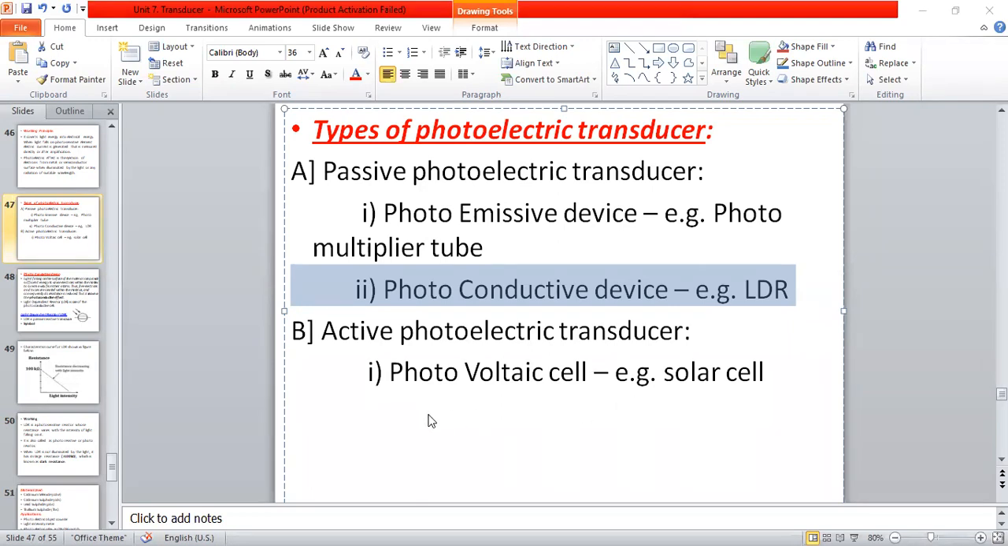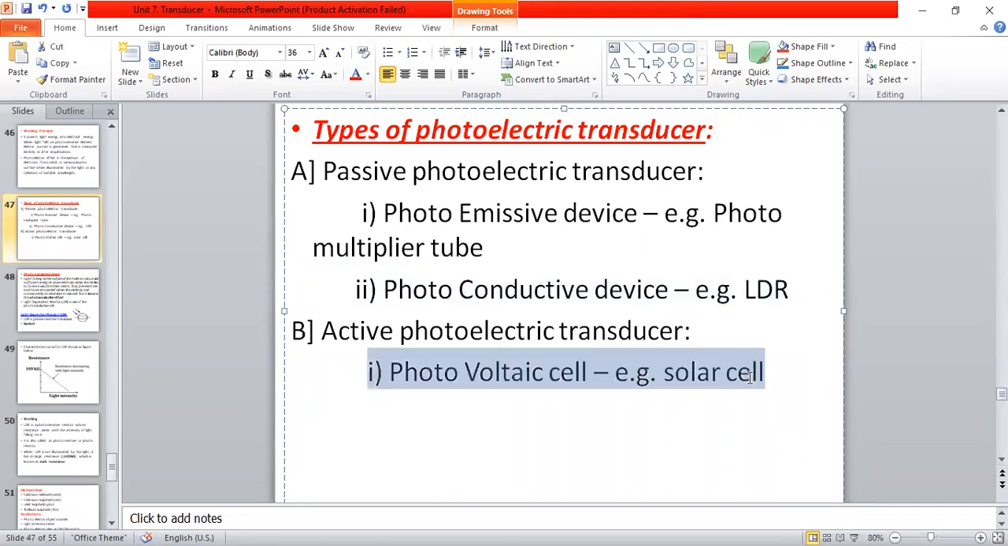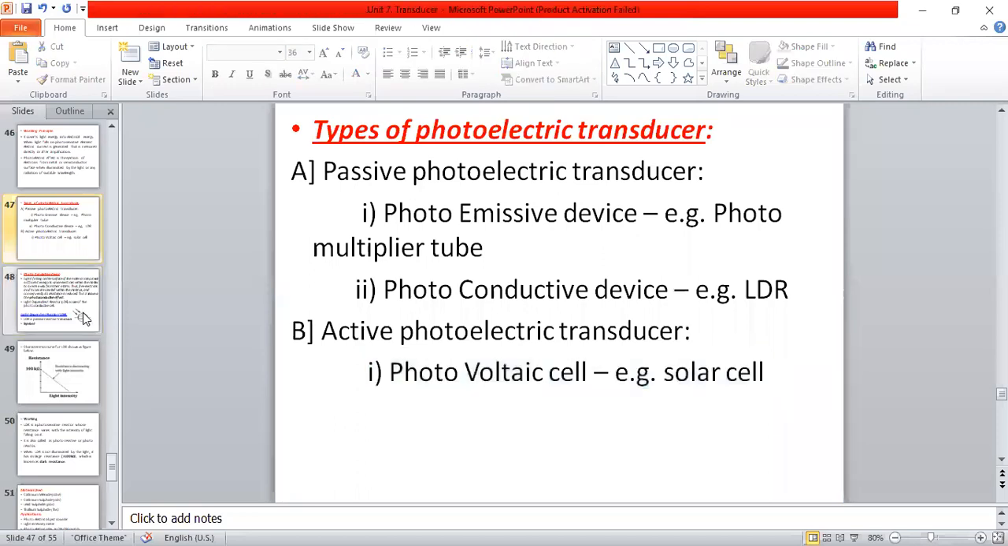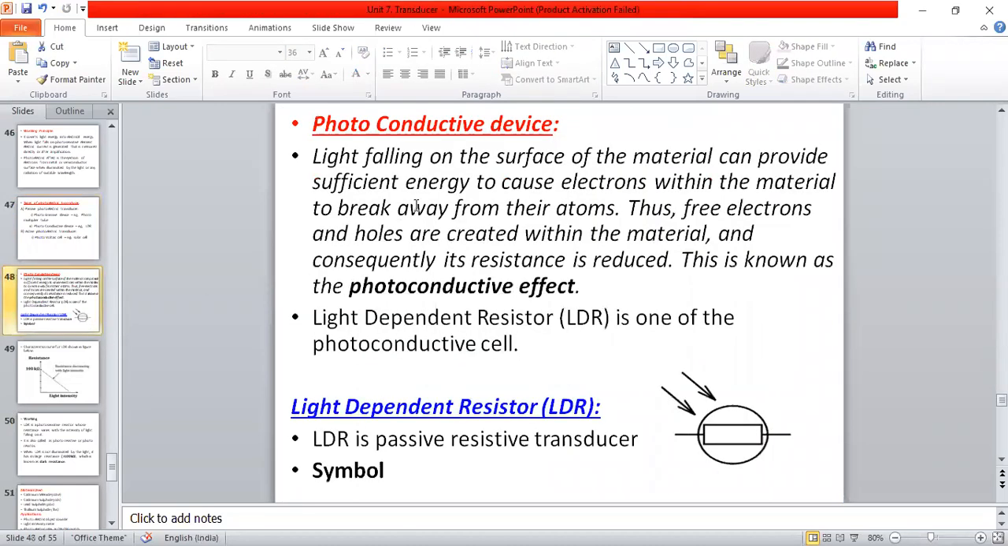Now, all of you are already very familiar with the solar cell. We'll discuss one by one: the photoconductive device and the photovoltaic cell. First, the photoconductive device. The photoconductive device is called the light dependent resistor. This is the symbol of the LDR.